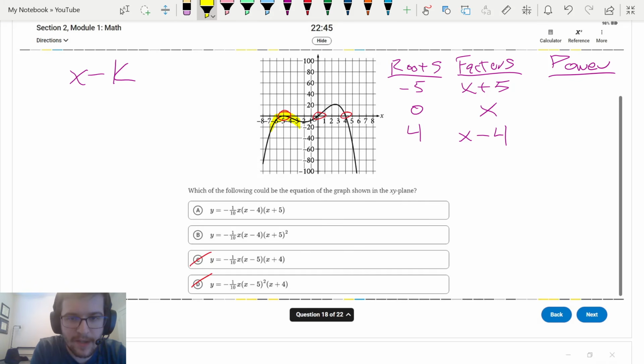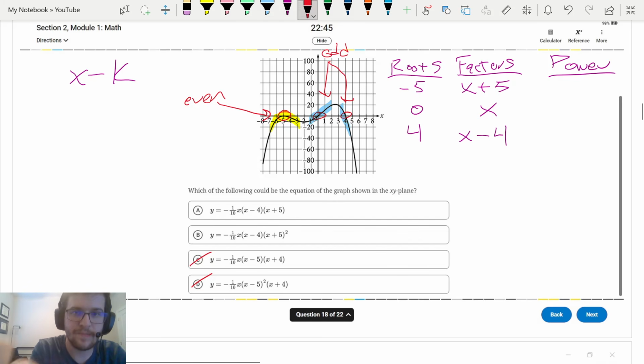See how this one bounces? It kind of touches and then goes the other way. That means the power is even. But these guys, see how they cross? They go through the x-axis. Okay, that means they're odd. So this guy's even, this guy's odd, and this guy's odd.